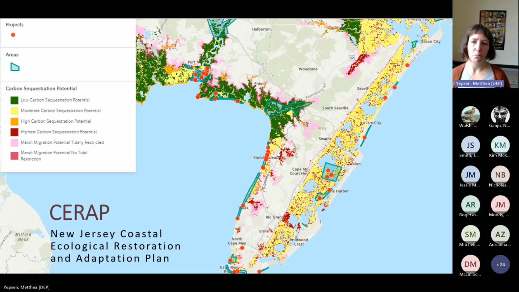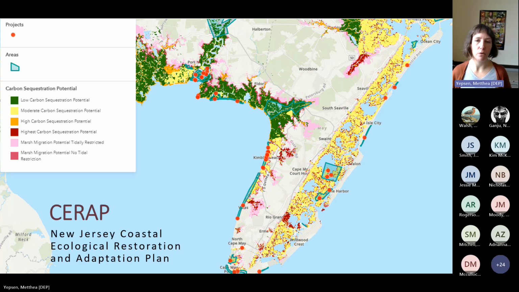Restoration and Adaptation Plan. This specific layer has color-coded tidal wetlands in New Jersey based on how much potential increase in net greenhouse gas sequestration would result from a restoration or enhancement project. It also identifies areas where marshes could migrate and become the carbon sequestering marshes of the future if these areas are protected from development or tidal restrictions. And you can also drill down into the layer to see why it got the rank that it did, and that could help you plan a project.